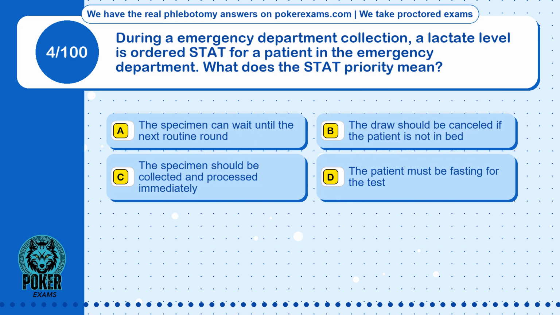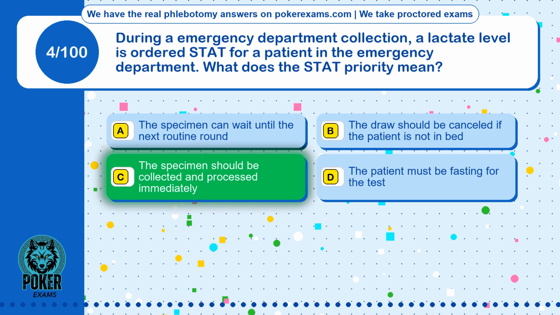Question 4. During an emergency department collection, a lactate level is ordered stat for a patient in the emergency department. What does the stat priority mean? Option A. The specimen can wait until the next routine round. Option B. The draw should be cancelled if the patient is not in bed. Option C. The specimen should be collected and processed immediately. Option D. The patient must be fasting for the test.